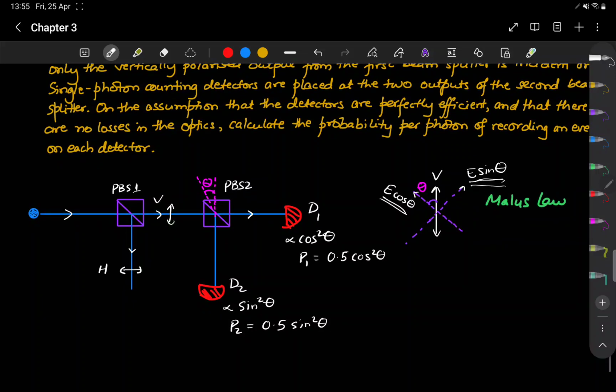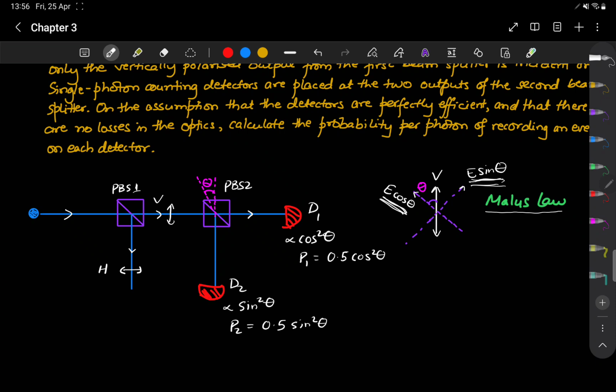So the probabilities of detection of a photon at detector D1 is P1 equals 0.5 cos squared theta and P2 equals 0.5 sin squared theta. And note that I had written these electric field components as E cos theta, E sin theta. This is coming from the classical sense and also from Malus law, but this very easily translates into the quantum regime as well, wherein instead of the electric field amplitudes or the intensities, we work with probabilities, and instead of electric field as such, we deal with the number of photons.